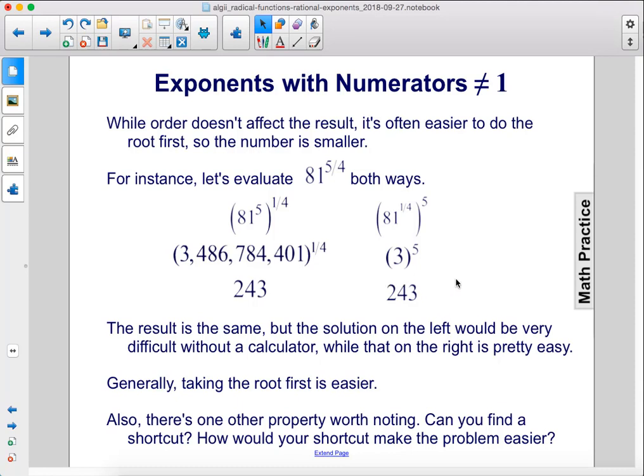The result is the same, but the solution on the left would be very difficult without a calculator, while that on the right is pretty easy. Generally, taking the root first is easier. Also, there's one other property worth noting. Can you find a shortcut? How would your shortcut make the problem easier?